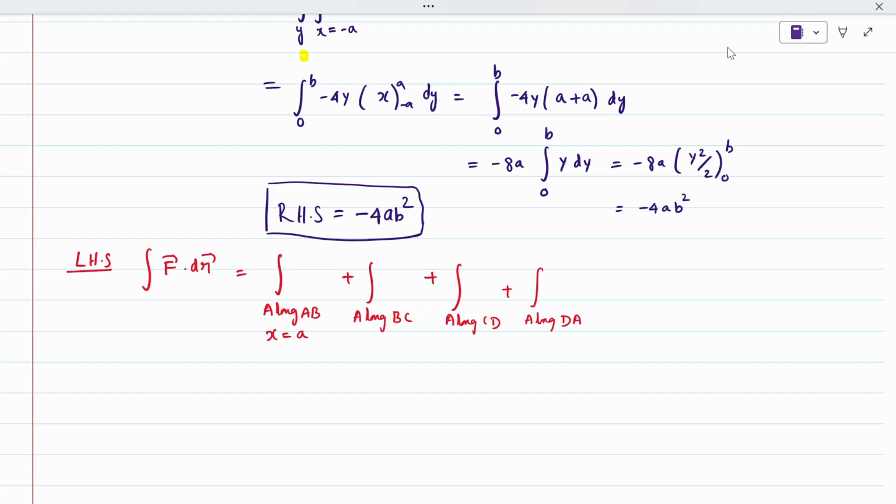Okay. So now when I take along AB, x equal to A. That line is called x equal to A. Along BC is nothing but y equal to B. Along CD is nothing but x equal to minus A. Along DA, y equal to 0. Okay. So once you understand one problem, all will be the same concept only. The shape varies. It may be a rectangle, a square, a cube, or a parallelepiped. Whatever the shape, the same procedure.